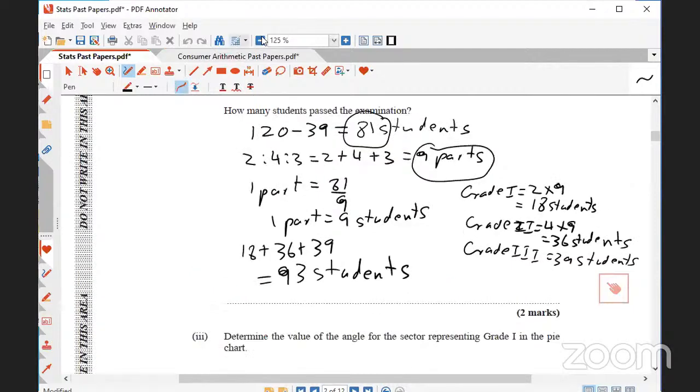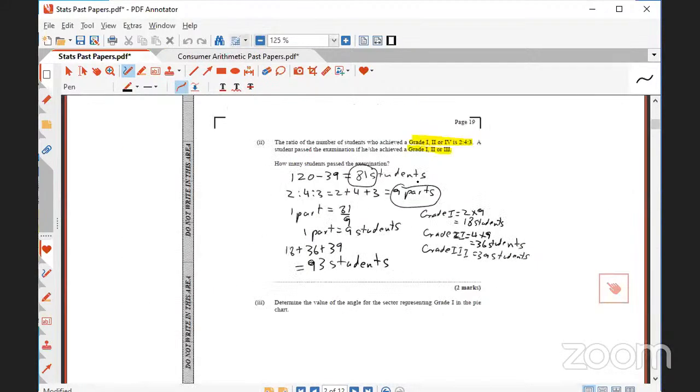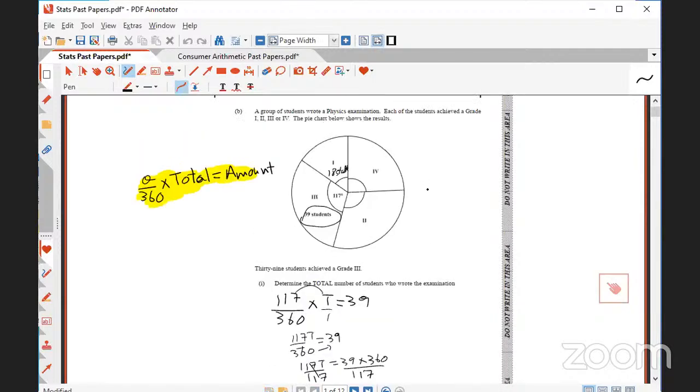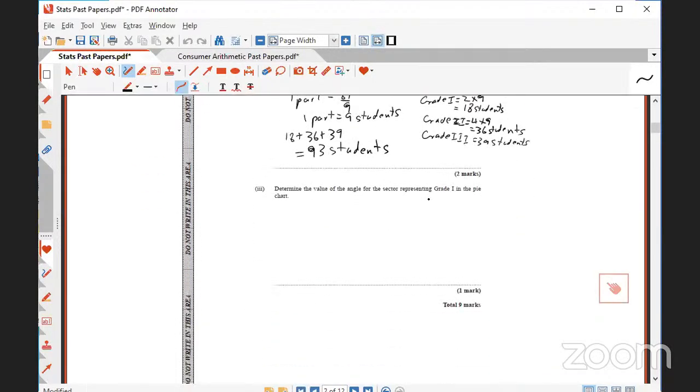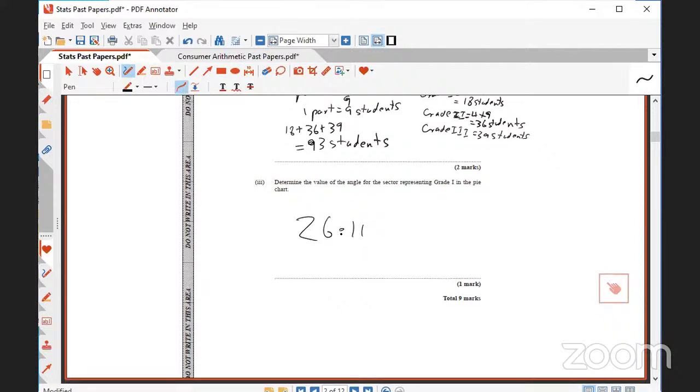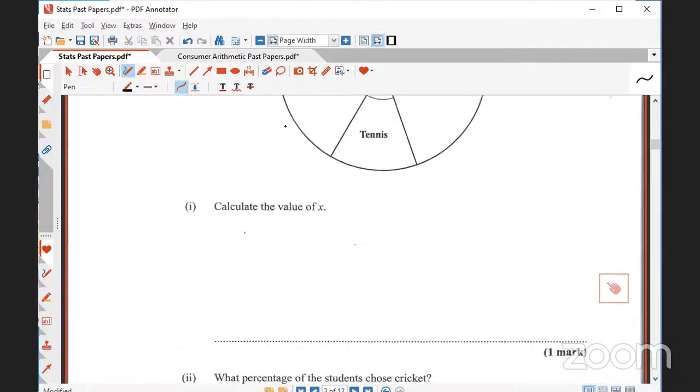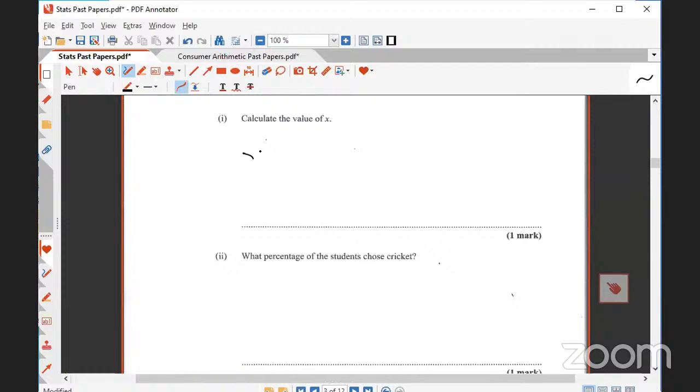So what does it say here? Determine the value of the angle representing grade 1. All right, we got this already. This was 26.1. Calculate the value of x. What did we get for the value of x again? I think x was equal to 221 degrees.